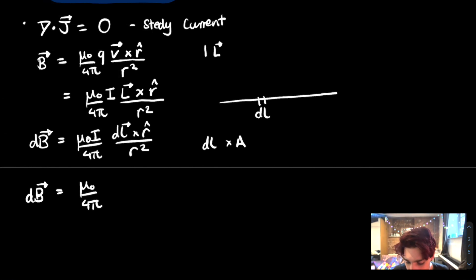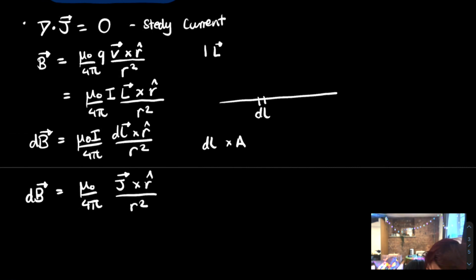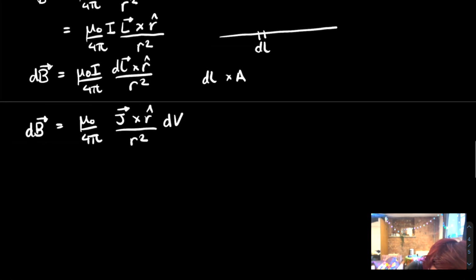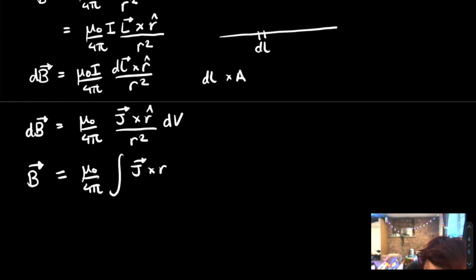And of course, volume is a scalar, but now current density is a vector. So let's just go ahead and change where we're going to put our vectors right there. We're going to get J right there cross r hat divided by r squared times dV right there. And now if we integrate this, if we express this as an integral of the total magnetic field, not just an infinitesimally small part of it, we're going to get mu naught over 4 pi times the integral of J cross r hat divided by r squared over the volume.